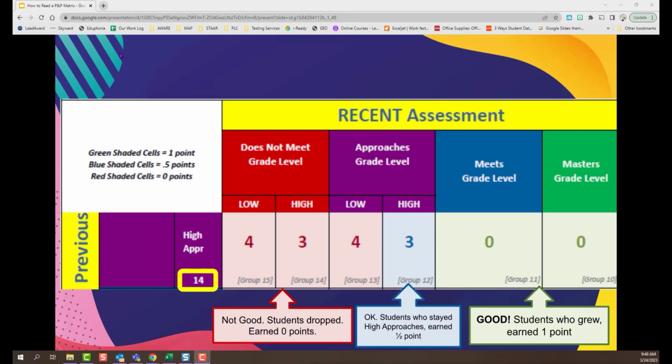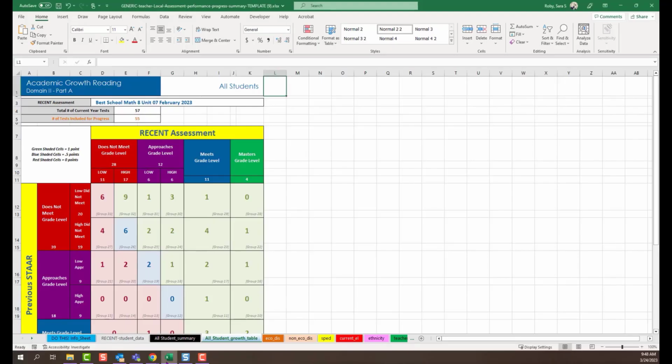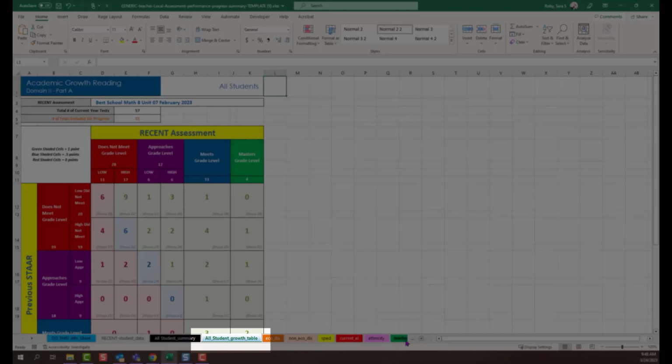So with that in mind, what I'm going to do is pull up a spreadsheet that I've made for my classes. It's just a local assessment template that I have filled out for my kiddos. If you look at these tabs at the bottom of your spreadsheet, I am on the all student growth table.